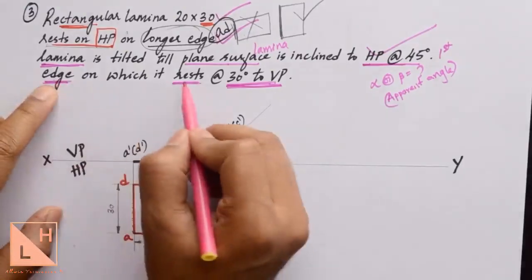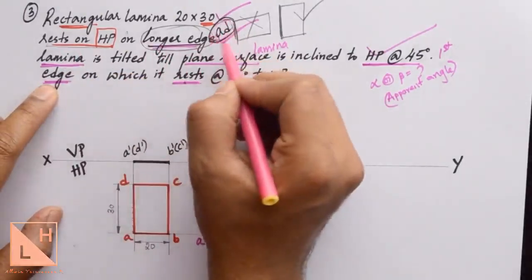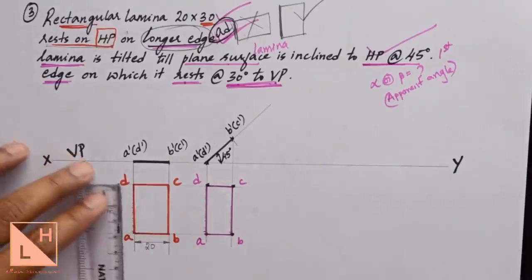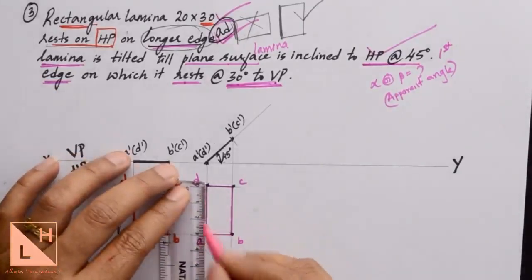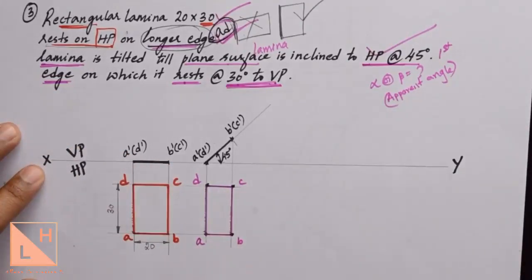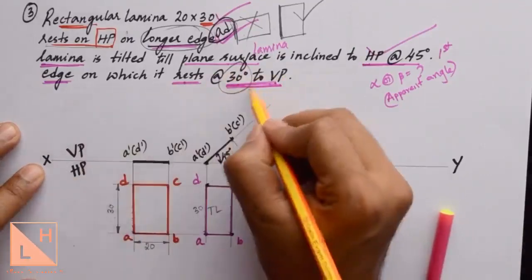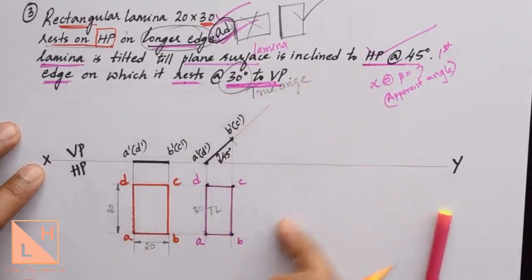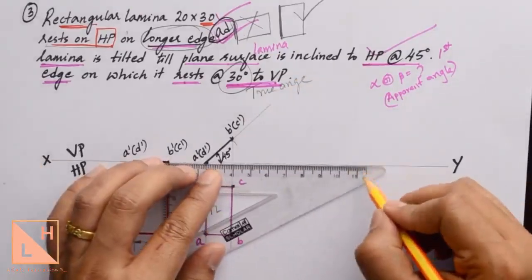The edge on which it rests is at 30 degrees to VP. This lamina is resting on the longer edge. As we already saw, it is the one on the left side, that is AD. So check the length of AD in the first and second position. It is 30 here, and when we check here, it still remains as 30 itself. So the length has not changed, which means that this remains as true length. Since nothing else is given here, this angle is nothing but the true angle. So we directly draw a 30-degree line and rotate this AD to 30 degrees. This corner will give you 30 degrees.